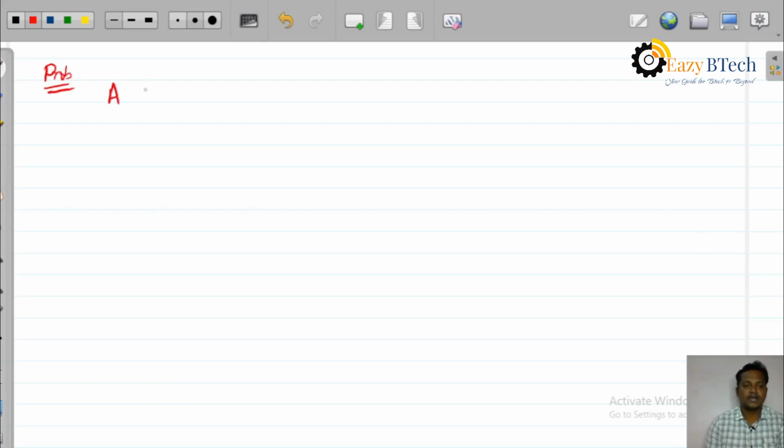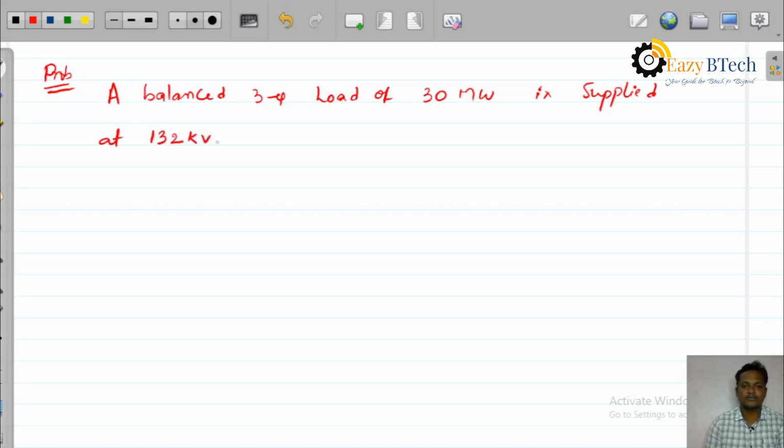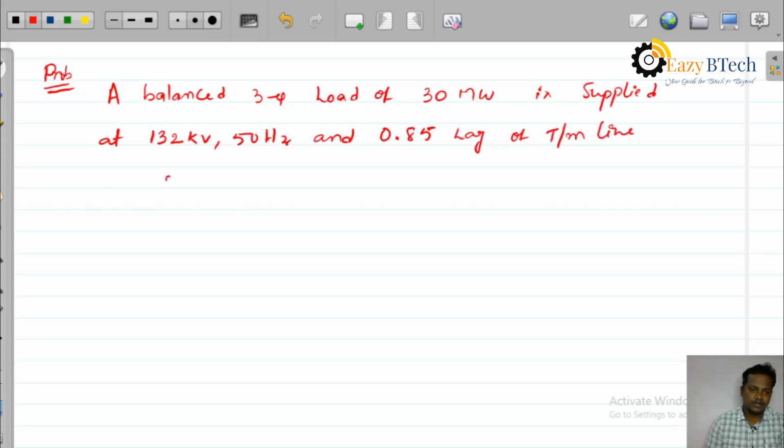The problem is a balanced three-phase load of 30 megawatt is supplied at 132 kV, 50 Hz and 0.85 lagging of transmission line.